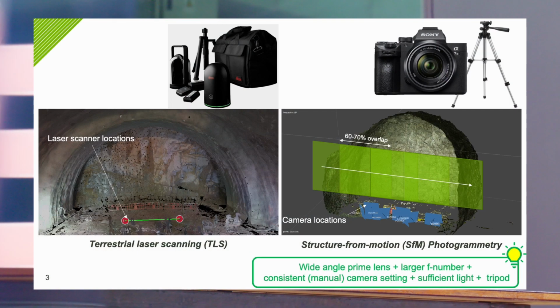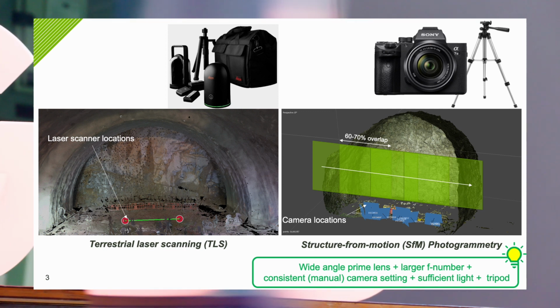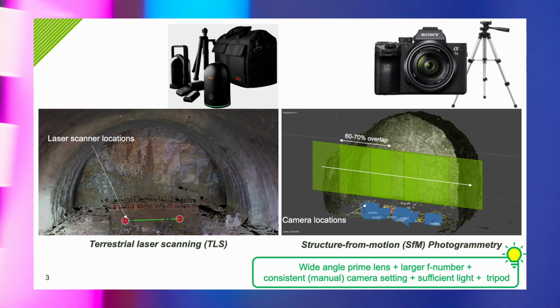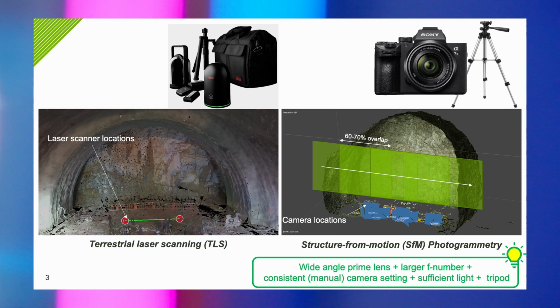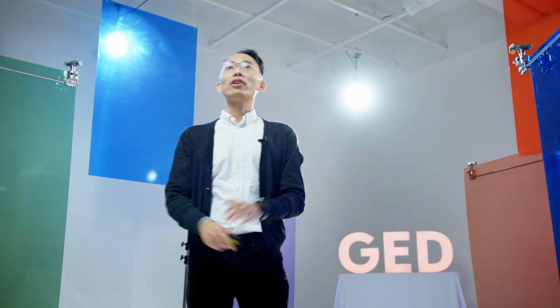Based on our trials for creating point clouds using photogrammetry successfully, the experiences we would like to highlight and share with you are, first of all, it is better to use a wide-angle prime lens. Second, use a higher f-number to avoid shallow depth of field. Thirdly, use consistent camera settings, so avoid using automatic mode. Last but not least, because of the higher f-number, longer exposure is required, so a good light source and tripod are a must.